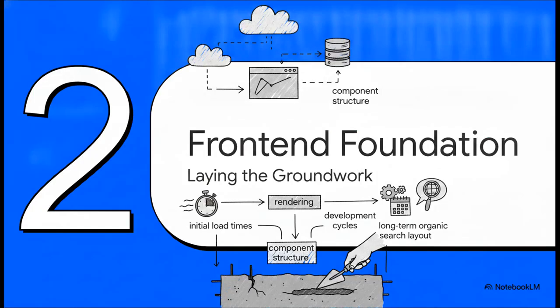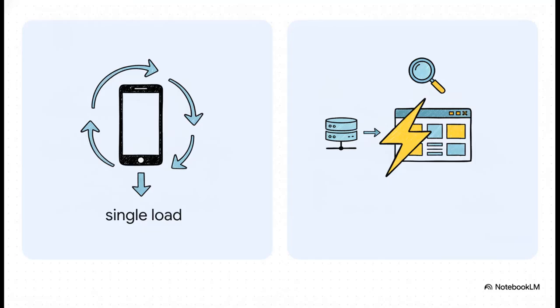Section 2. Choosing a front-end foundation. Laying the groundwork. Now that we understand the environment, we've got to pour the concrete. In web architecture, a foundational milestone is choosing your rendering and component structure. And honestly, this single blueprint decision dictates absolutely everything downstream. We're talking initial load times, development cycles, and your long-term organic search layout.